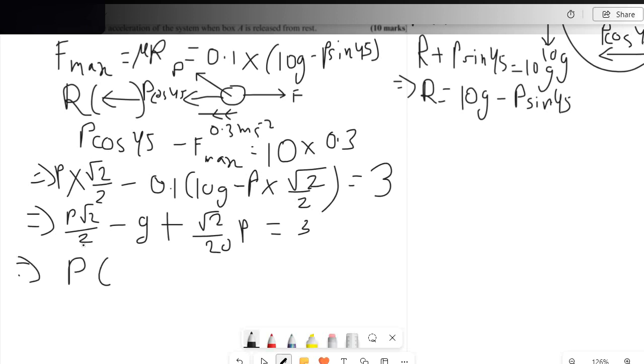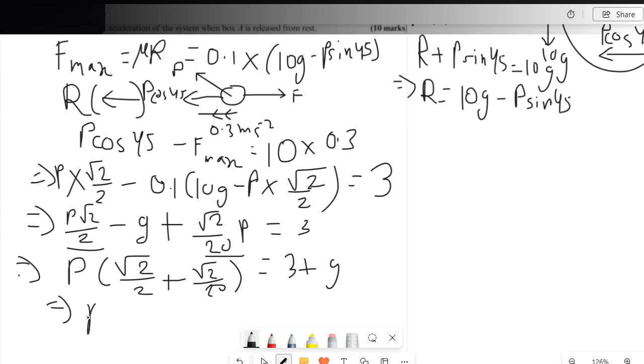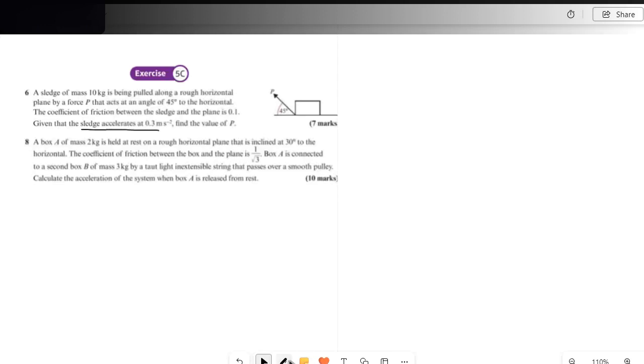So we can take a common factor of P from these two terms to get P root 2 by 2 plus root 2 by 20 is equal to 3 plus g. So therefore P is equal to 3 plus g, which is 9.8, divided by root 2 by 2 plus root 2 divided by 20, which is approximately equal to 16.5 newtons.